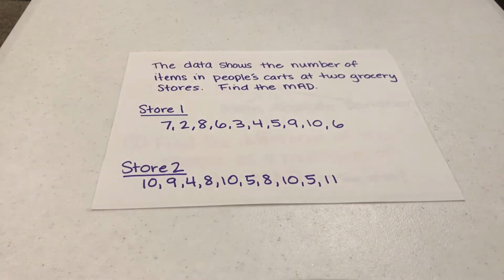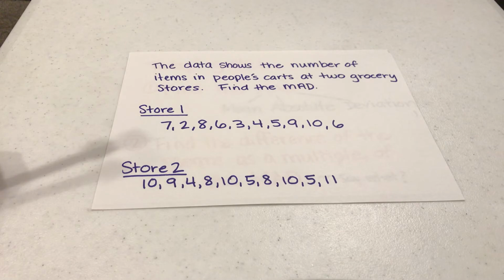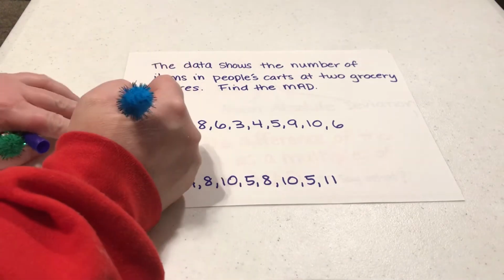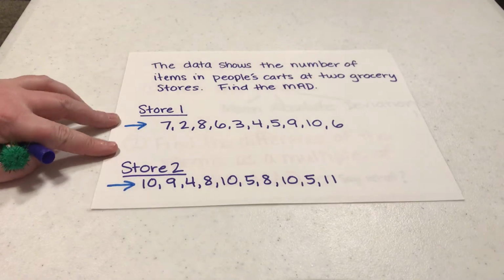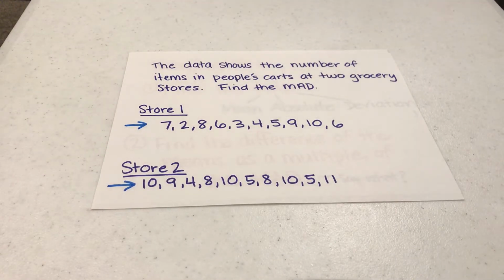The first question that we have is this. The data below shows the number of items in people's carts at 2 grocery stores, and we want to find the MAD. So the first thing that we do when we find the MAD is we first have to find the mean of the numbers that we're given, okay? And so we're given two sets of data right here. We have store 1 and store 2. And our first step is to find the mean of each of them.